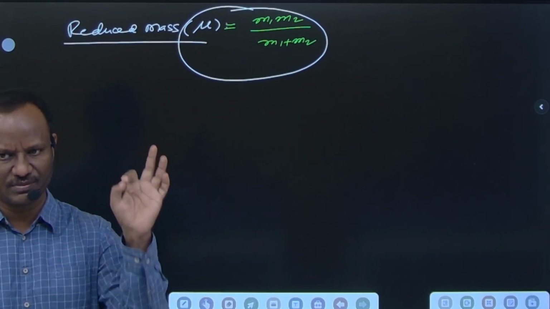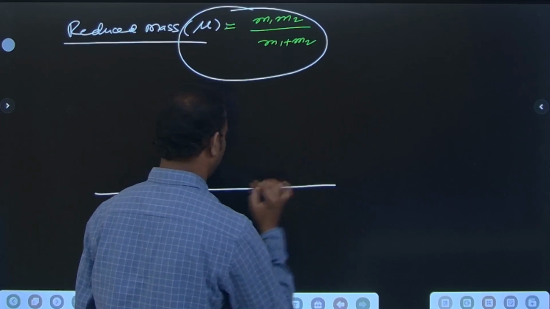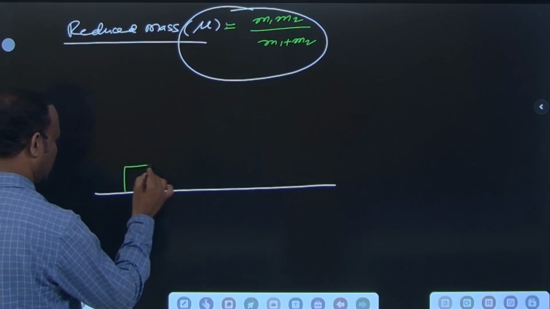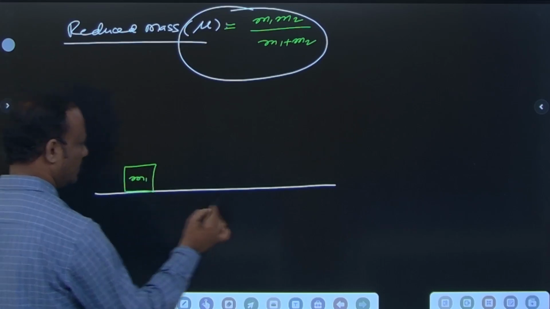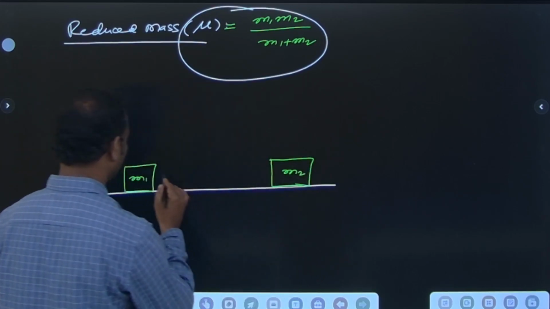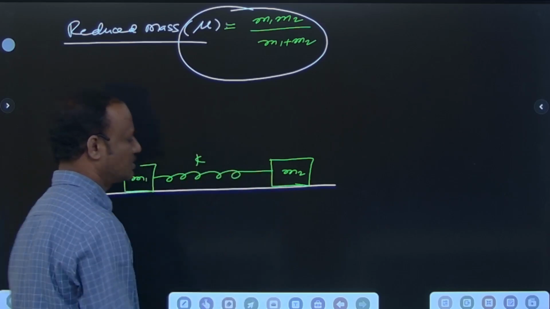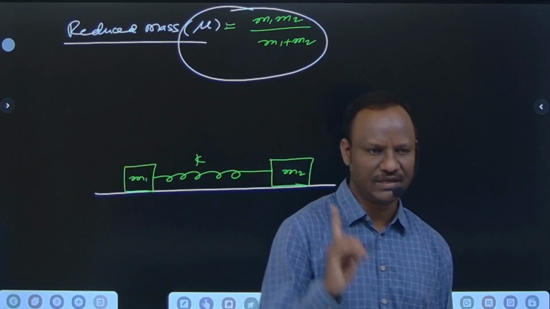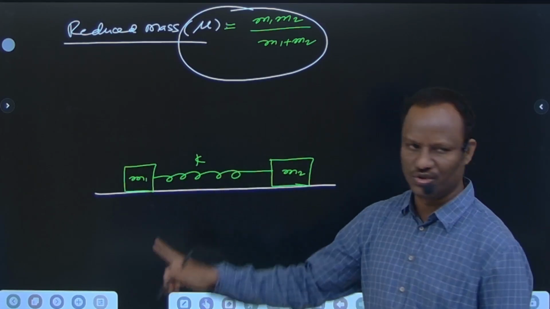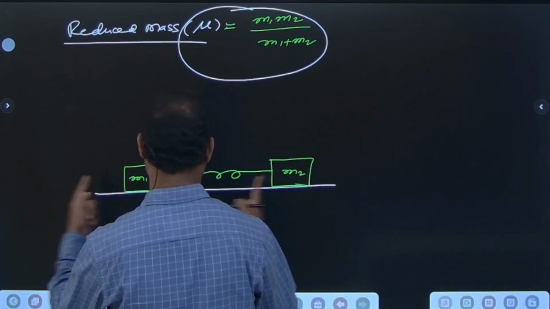Till now, how many masses were connected to the spring? Only one, which is making the oscillations. Now I'm choosing a horizontal surface. Here two masses are kept. Its mass is M1, and the next mass is M2. These are connected by a spring with spring constant K. How many springs do you have? Only one spring. How many masses? Two masses. So I'm applying the force on this one.